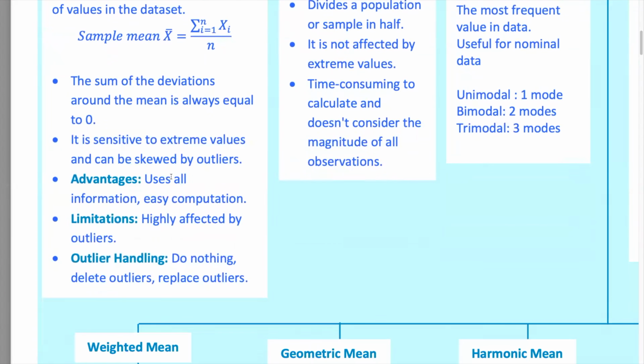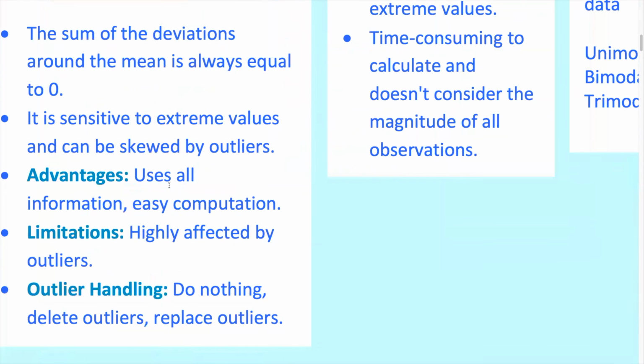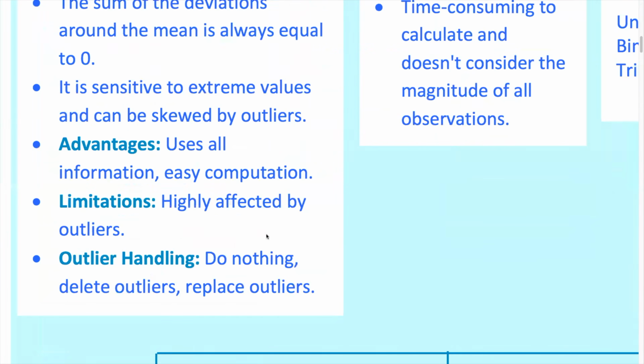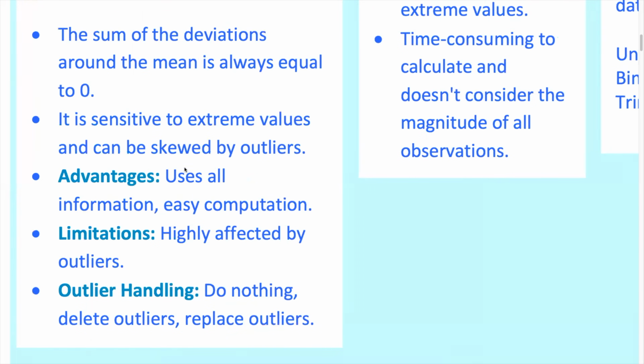There are 3 ways to handle outliers. Number one is do nothing, just roll with all the data as it is. Second is delete outliers. Calculate a trimmed mean by chopping off a small percentage of the lowest and highest values. Third is replace outliers. Calculate a Winsorized mean by replacing extreme values with specified values.